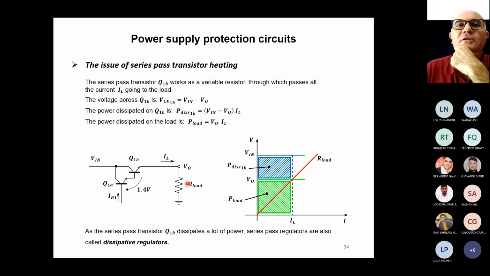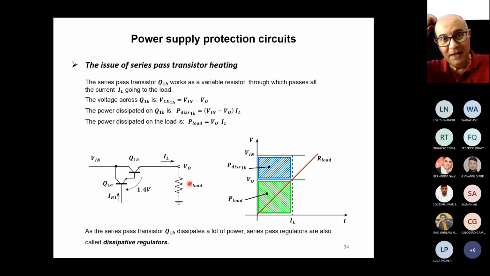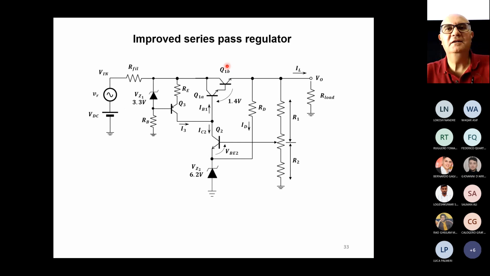Okay, I told you something about the fact that the series transistor is heating. As I explained to you a longer time ago, the system basically works in which way? It is a series pass regulator. It means that the transistor, the series pass transistor, simply changes its equivalent resistance in order to have a voltage divider made by the transistor and the load, and we want to keep the output voltage constant.